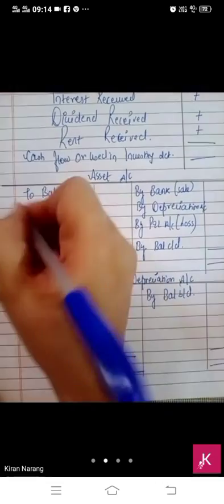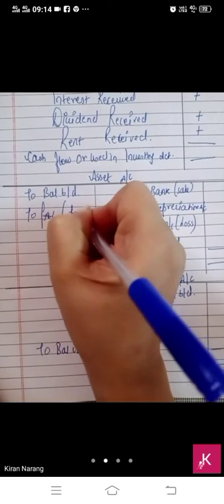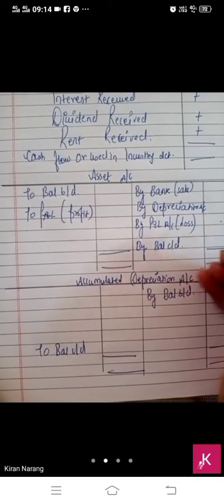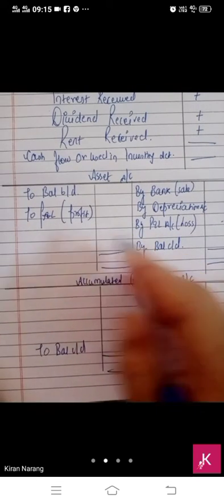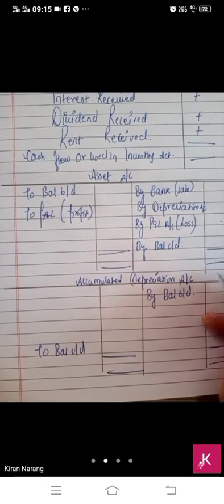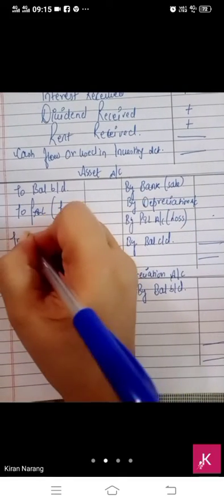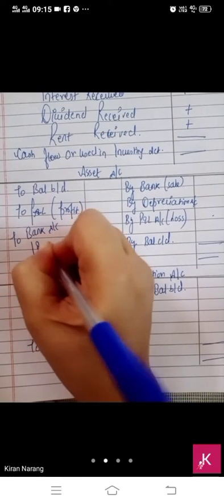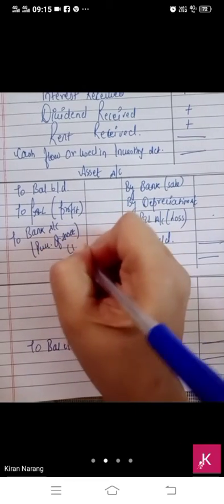Sometime profit can also be there. If loss is there, it will be recorded here. If profit is there, it will be recorded in debit side. Only one thing will be there, either profit or loss. Then we will total all these items of credit side and subtract the debit side. Then the balancing figure will be to bank account, purchase of asset. Purchase of that asset. This is the balancing figure.